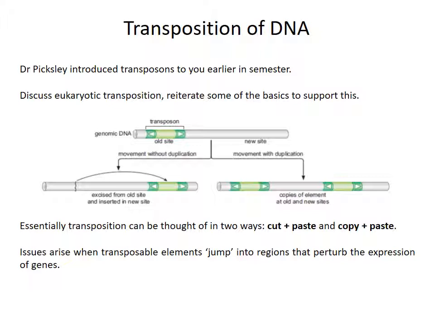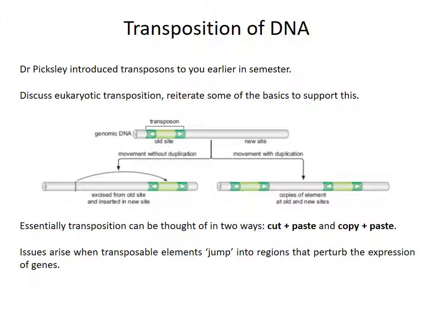So Dr. Pix has already introduced transposons to you earlier this semester. But I want to talk today specifically about eukaryotic transposition. But just to reiterate very briefly what transposition is. Transposition of DNA is very important for several reasons, not least because it's a major source of spontaneous mutation in our genomes. It's also very important and interesting in human genomes from an evolutionary perspective, as so much of our genome is actually comprised of these repeat sequences.